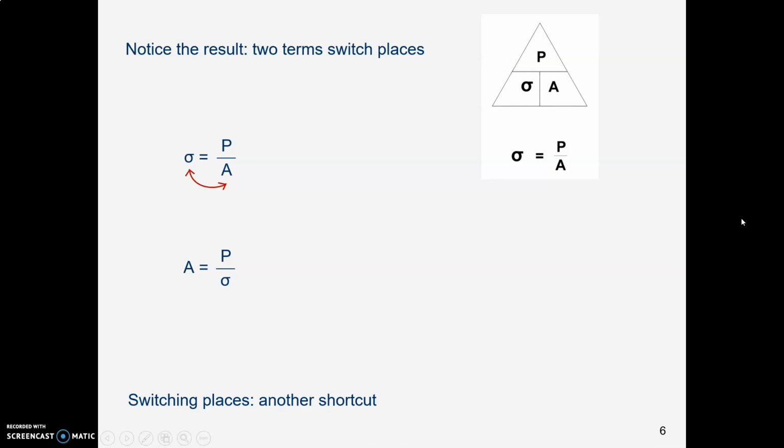And this is another shortcut you can always do anytime you have three terms like this, where you have something equals a fraction. You will find that when you do all the multiply both sides and divide both sides, you will always wind up with the one by itself switching places with the one on the bottom. And that's a shortcut I like to do.